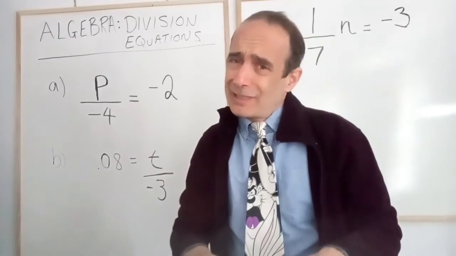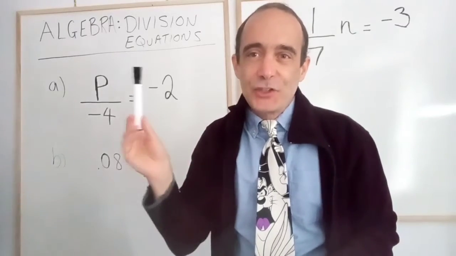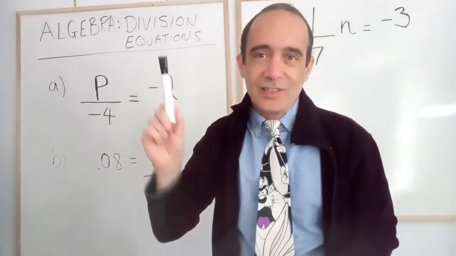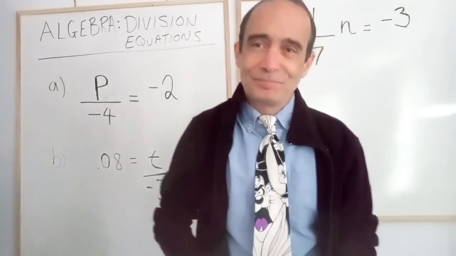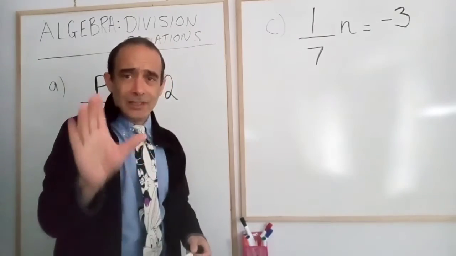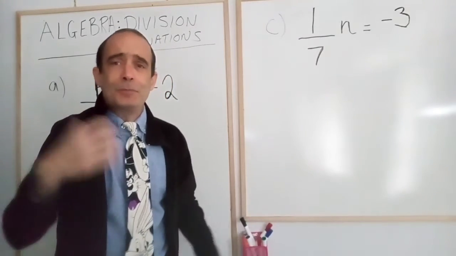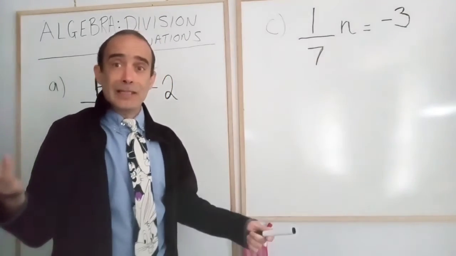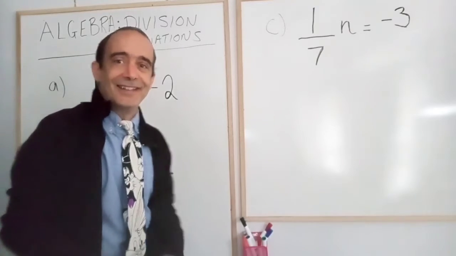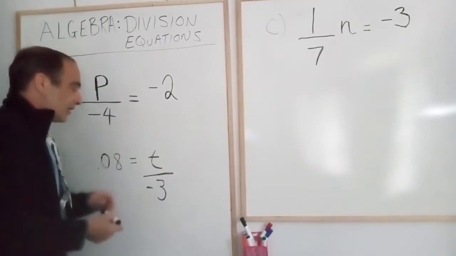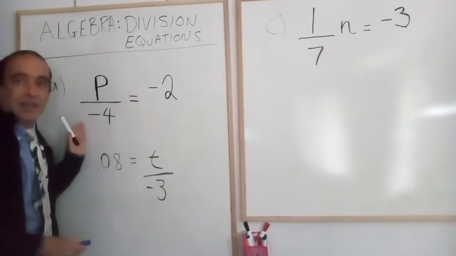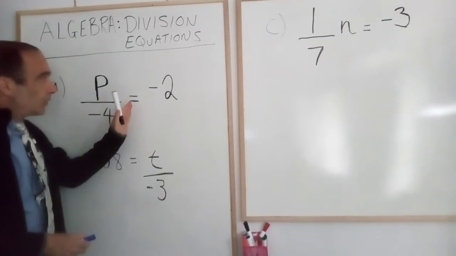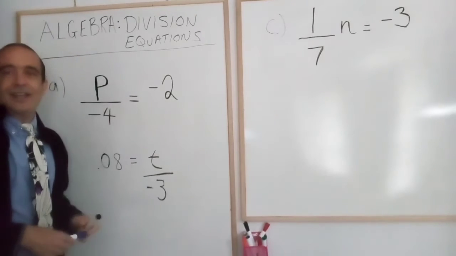Really, one of the last topics, anyway. Algebra. We're looking at division equations, right? And I got 3 examples on the board again. Division equations are quite similar to multiplication equations, except it's division. For example, here we have p divided by -4 equals -2, right?